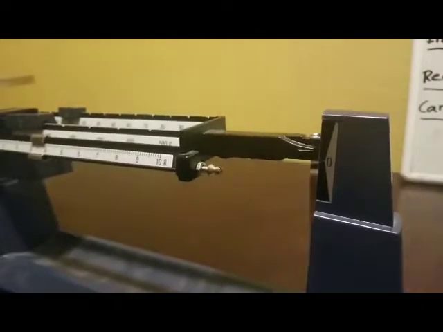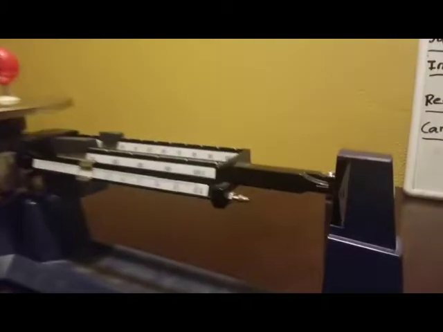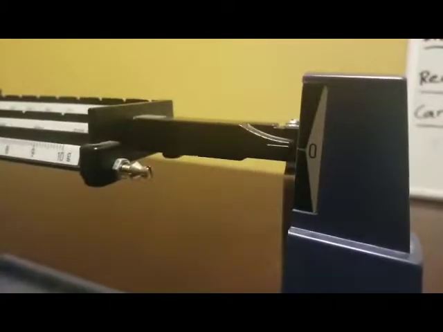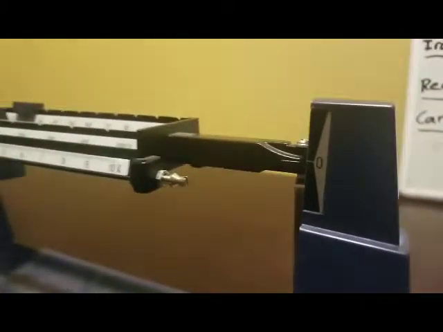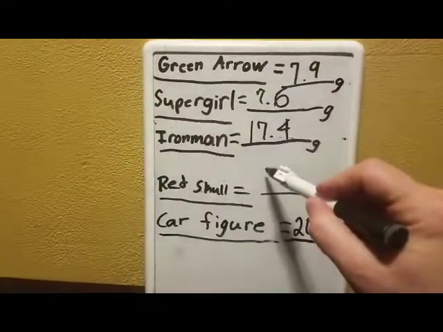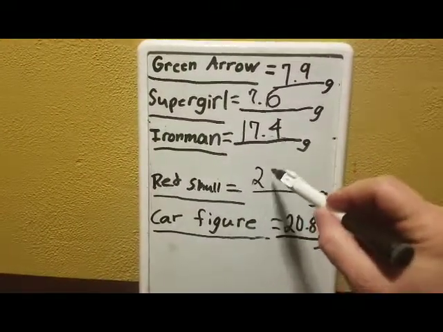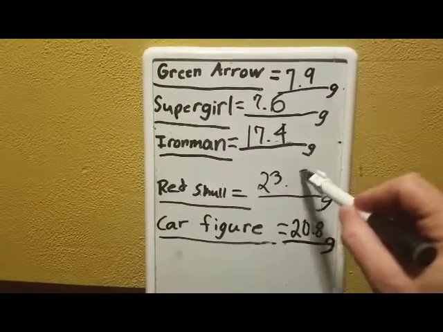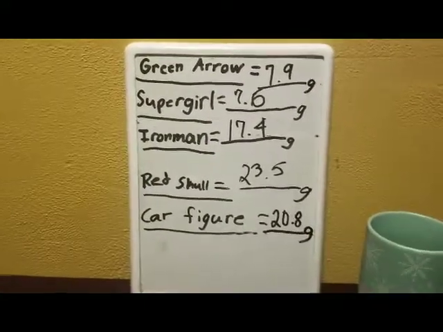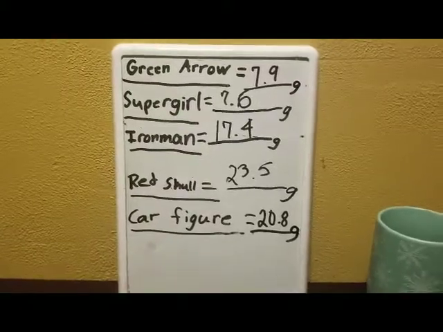If this stays, it's 23.5. For Red Skull? Yeah, looks like it's gonna come down. So we'll go with 23. What? 23.5. All right, so we got Red Skull coming in at 23.5. So if anyone's keeping track of total mass, can we add it up?